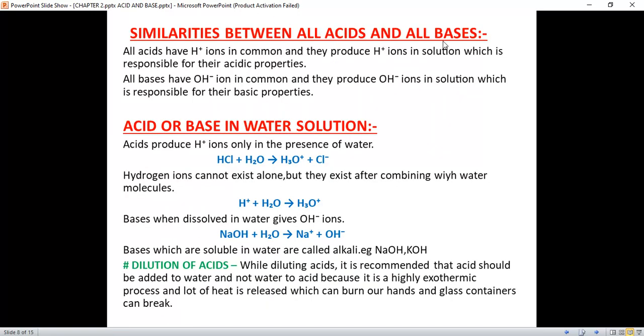Similarities between all acids and all bases. All the acids contain H plus ions, and because of the H plus ion, they are acidic in nature. All the bases contain OH minus ions, and because of this, they are basic in nature.